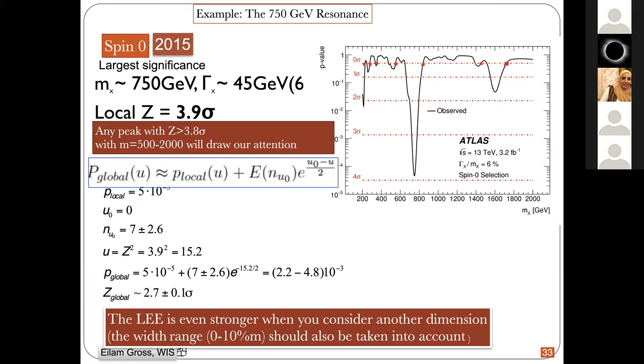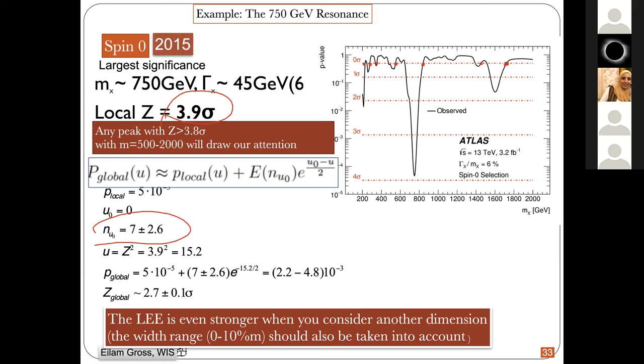1, 2, 3, 4, 5, 6, 7. Okay, the error on 7 is square root of 7, 2.6. Here I lose, because if I tossed Monte Carlo, I would get a much smaller error because I would take the average of many, many experiments. But I am not patient, okay? U is z squared. 5 × 10⁻⁵ is 3.9 sigma. So U is 3.9 squared, which is 15.2.